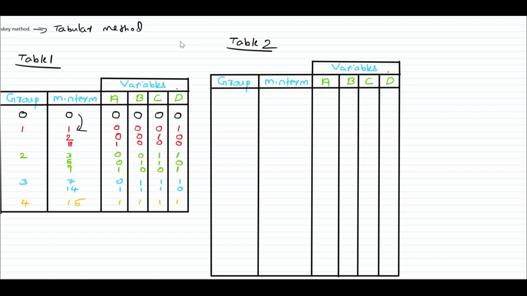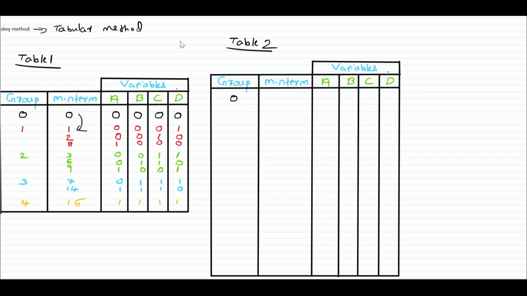If there is only one bit change in 0 and 1, then we will write it here. First, we are going to compare group 0 and 1. So we will write group 0 here. That means we are going to compare group 0 with 1. So we will check 0 and 1.